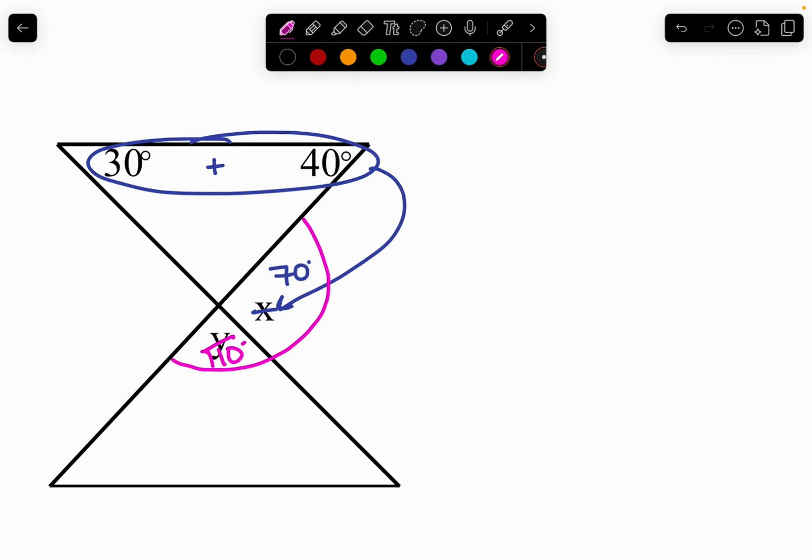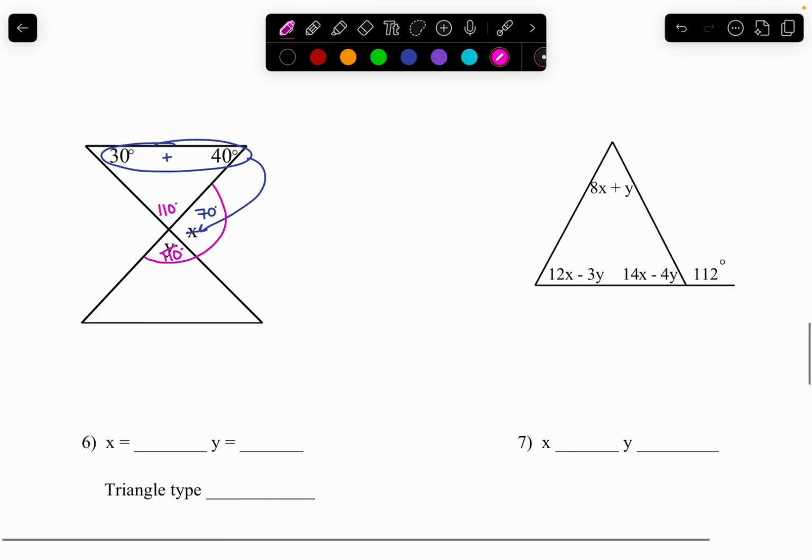The other thing I could do is look at the top triangle, and I know that one angle is 30 and one angle is 40, which add to give me 70. And so in order for me to create a full triangle, that other angle would have to be 110, and that top 110 is vertical with the bottom 110. So either of those work.